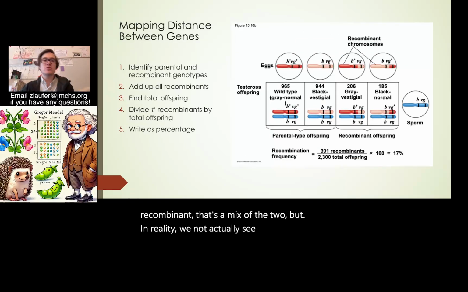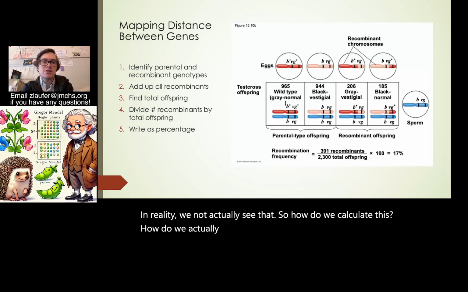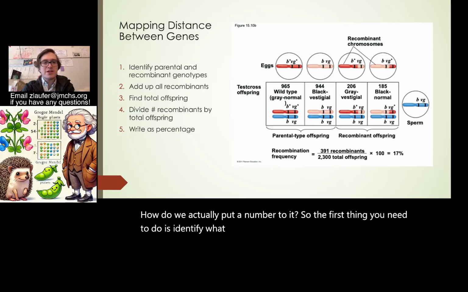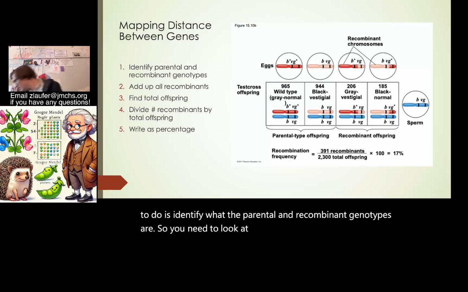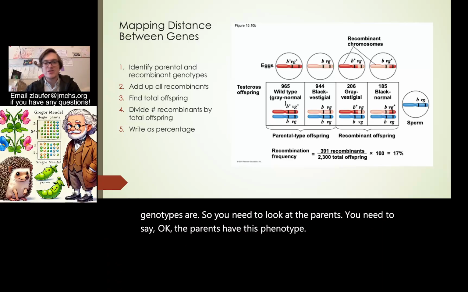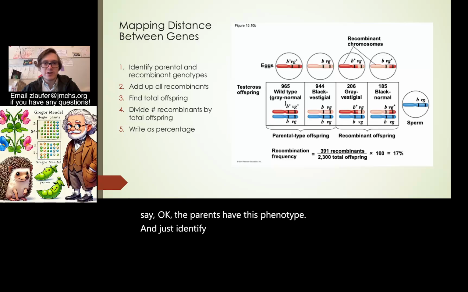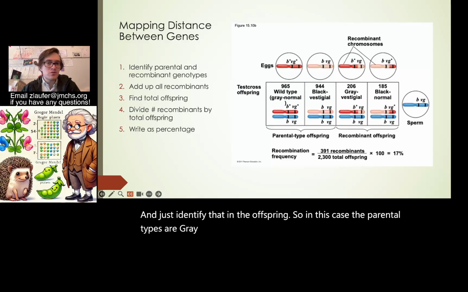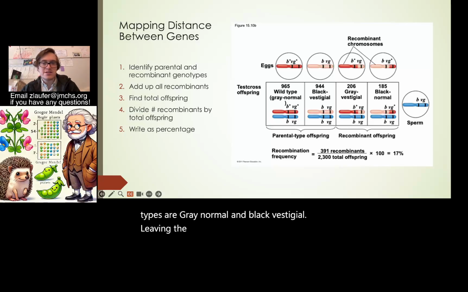So how do we calculate this? How do we actually put a number to it? The first thing you need to do is identify what the parental and recombinant genotypes are. So you need to look at the parents. You need to say, okay, the parents have this phenotype, and just identify that in the offspring. So in this case, the parental types are gray normal and black vestigial, leaving the other two being our recombinants.